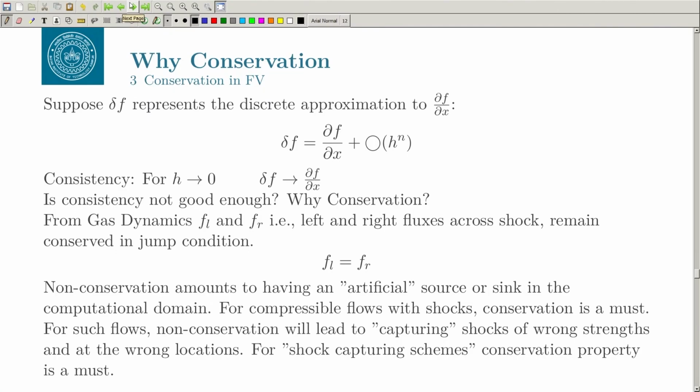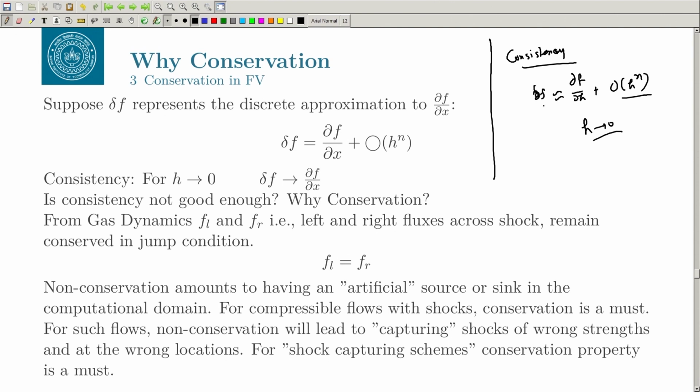Now, the last point that I want to cover today is why conservation is important. Typically you talk about a consistent scheme. Let us say you have a scheme which gives del F by del H plus order h to the power n, which is basically an nth order scheme, and as h tends to 0, it will approximate the true value, let us say delta f. It will approach that value as h goes to 0.